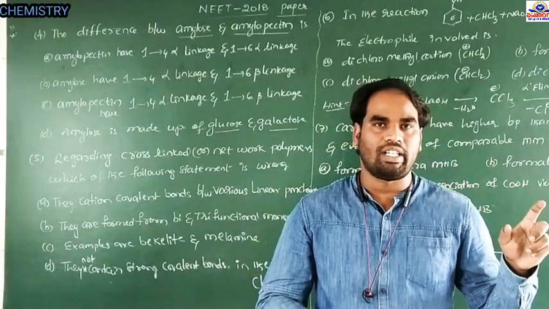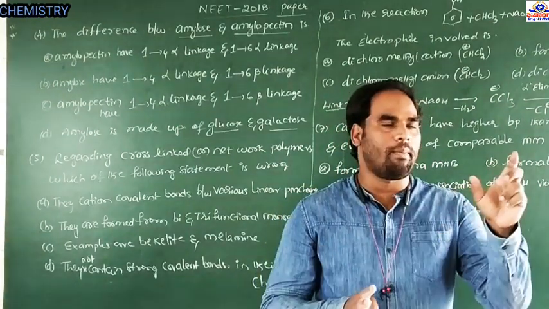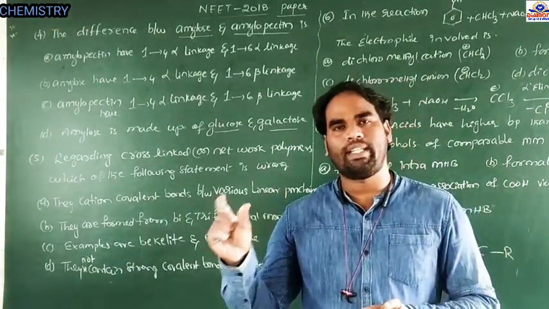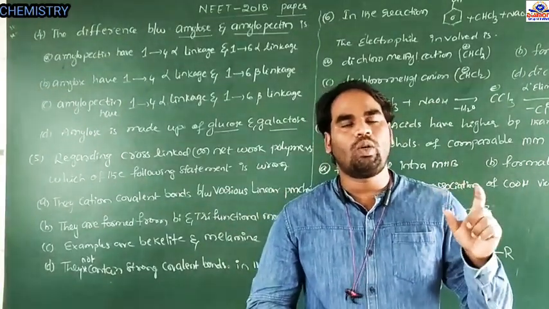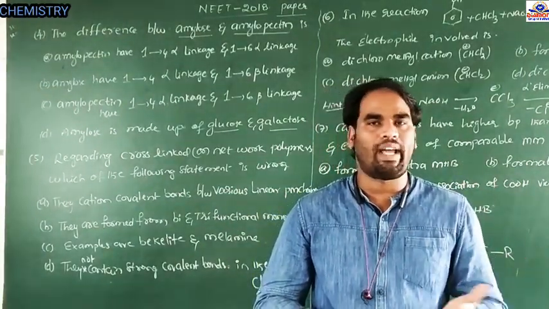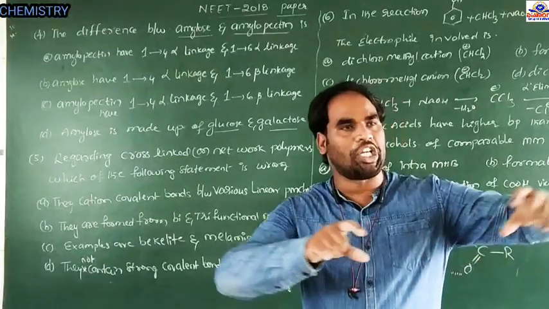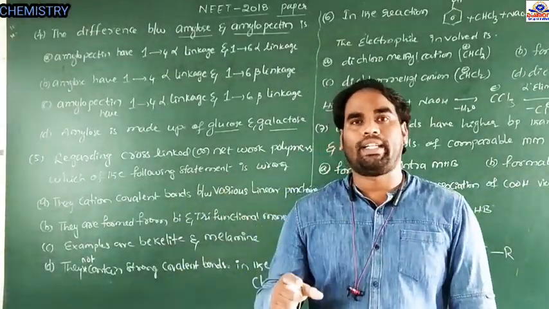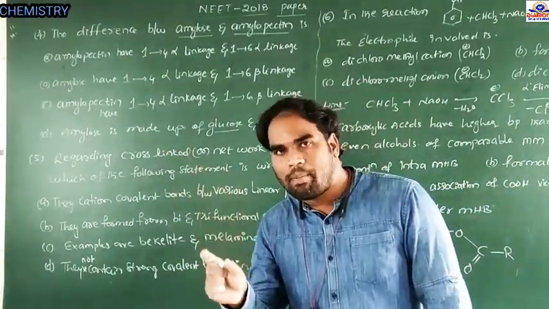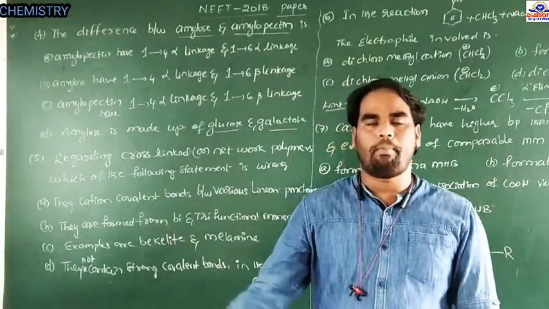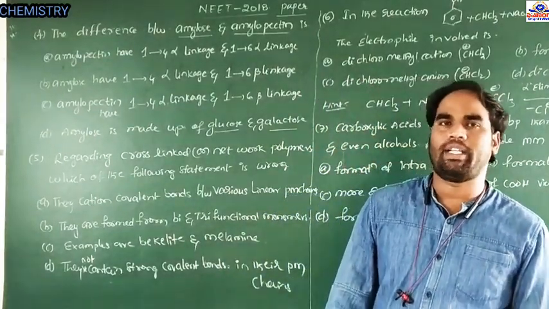Next, the difference between amylose and amylopectin. Amylose is a linear polymer, amylopectin is a branched polymer. Amylose is unbranched. There are no branches in amylose. It is a straight chain polymer. But amylopectin has a straight chain and also some branches. Okay, it is the branched polymer, amylopectin.